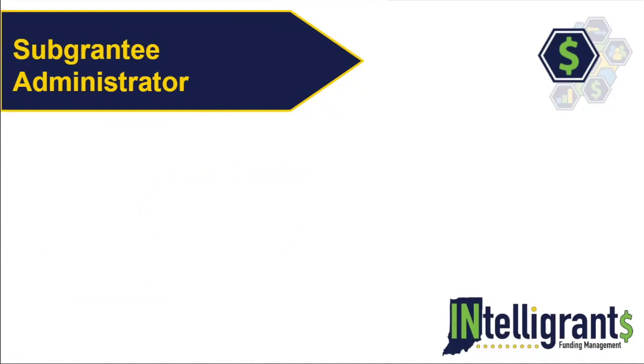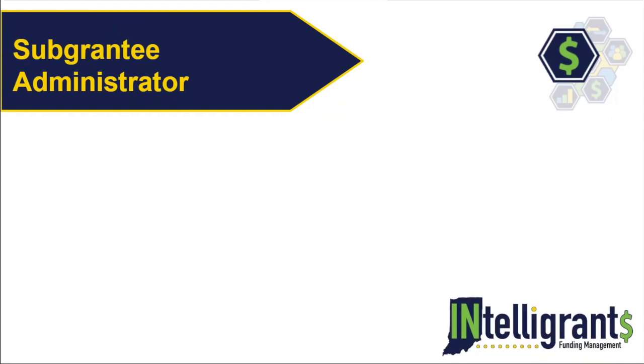The first role we will cover is the one with the most user permissions, the subgrantee administrator. This top-level role is intended for superintendents or high-level district administrators who will have the power to make final approvals throughout the different steps of the grant process.